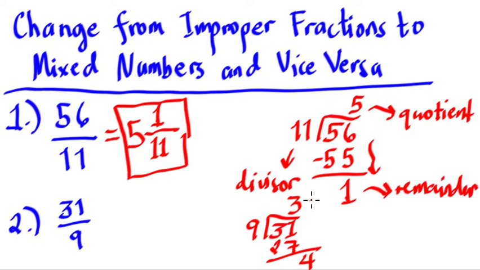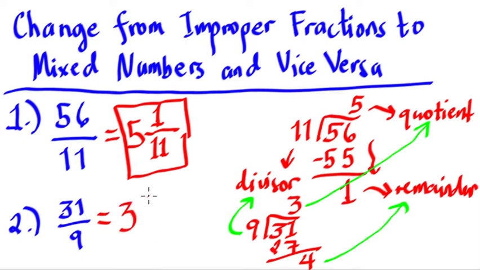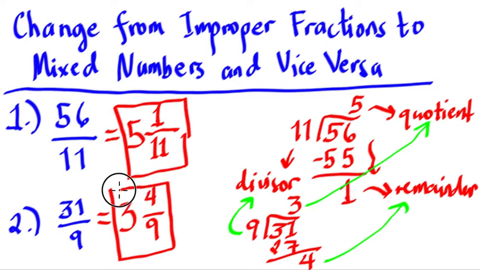Again, this is your quotient, this is your remainder, and this is your divisor. It's pretty much the same procedure as in number one. So we have the quotient as 3, the remainder is 4 and the divisor is 9. And this is our mixed number form of 31 over 9. Let's proceed to number 3 now.